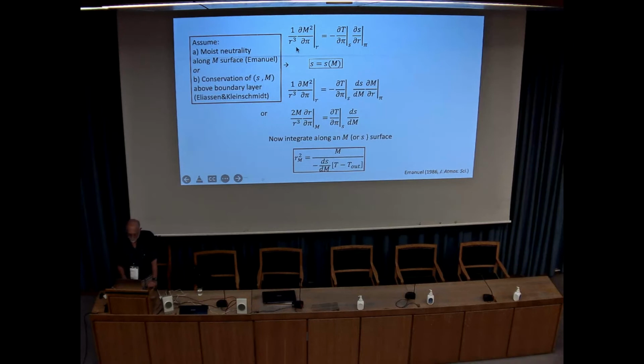Anyway, starting from that equation, that is the thermal wind equation, you have 1 over r squared times dM squared d pi, which is like a vertical derivative. Remember we did this for the thermal wind equation, equaling the minus dT d pi times the SDR. So in order to close this system, you need to have S as a function of M. What Kerry Emanuel did is he assumed that along an angular momentum surface, the entropy is well mixed. So therefore S would be a function of M.